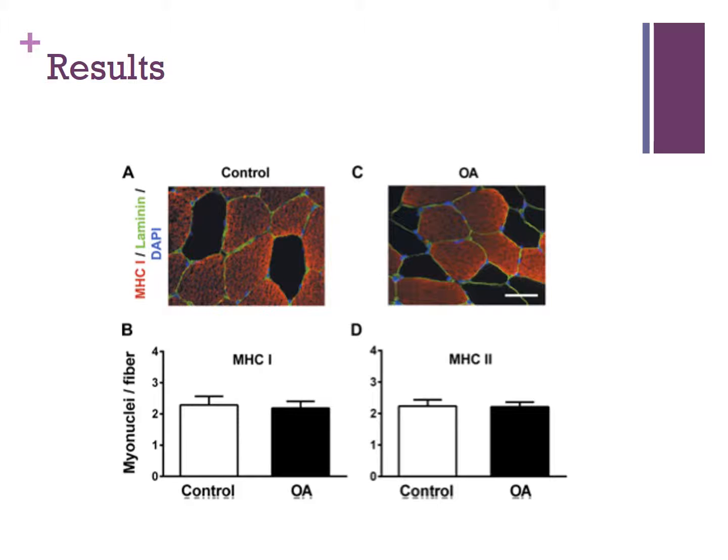So this was what was found when they performed the immunohistology. The red, as you can see, is the MHC1. The green is the laminin, and the blue is the DAPI. The blue actually symbolizes the nuclei. Then software was used to quantify the MHC1, and it was found that there was no difference between the control and the test groups for both MHC1 and MHC2.